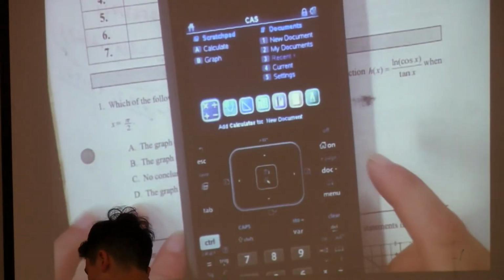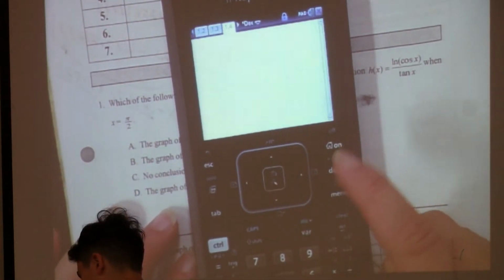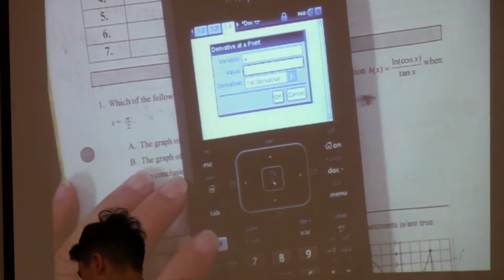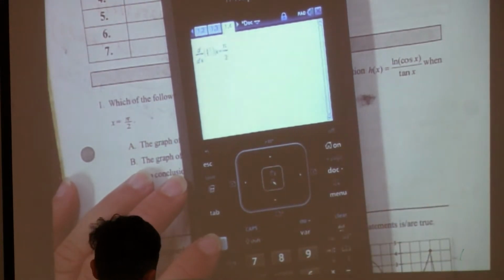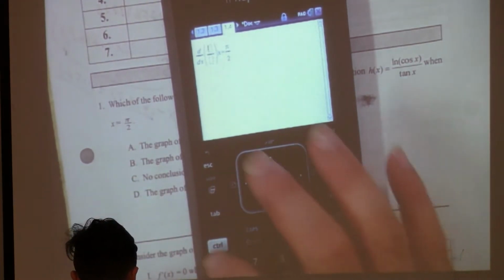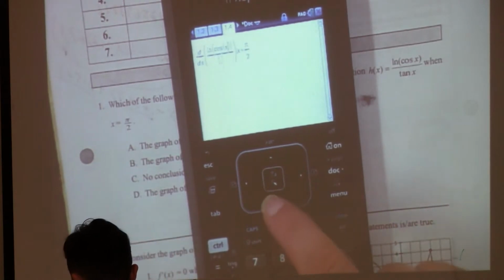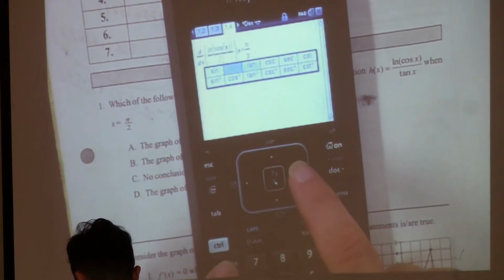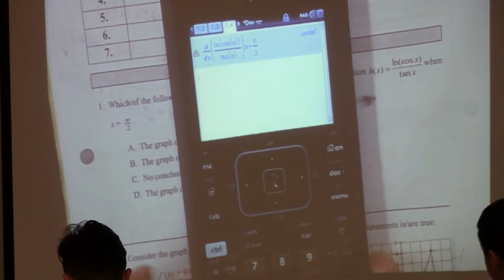Okay, I'm just going to go straight to the calculator page. I'm going to go to menu, calculus, derivative at a point, and I want it at pi over 2. With me? Yes. Alright, now you just got to type in that equation to see what it spits out. So ln of cosine of x divided by tangent of x. Press enter, and what does it give us?